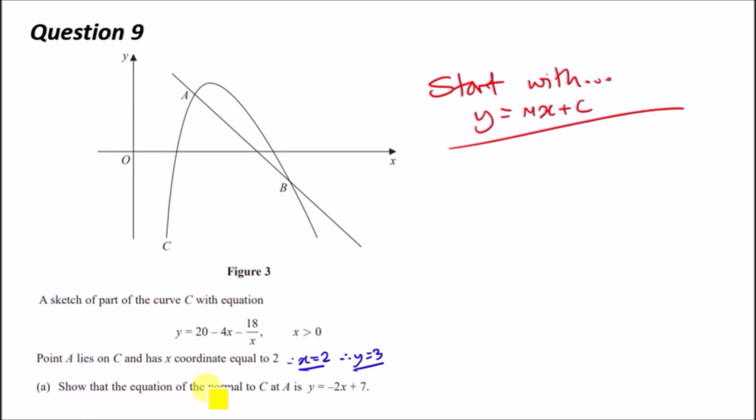Show that the equation of the normal to C at A is given as follows. Now, this is a straight up line equation. And when you have something like this, normals and tangents, always start with y equals mx plus c. So let's go ahead and see how I did it.